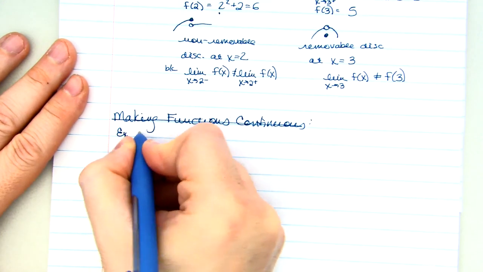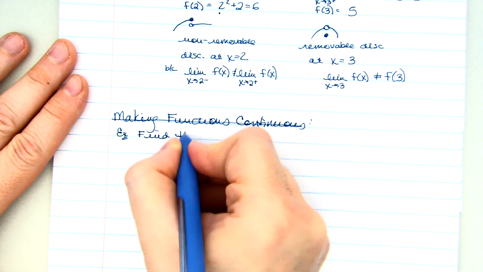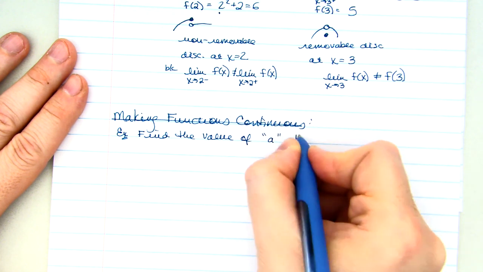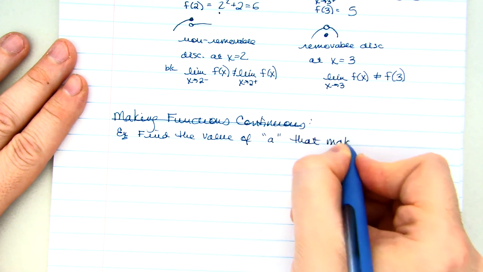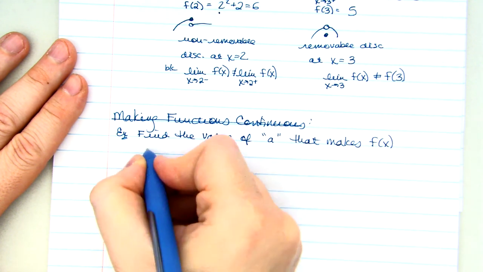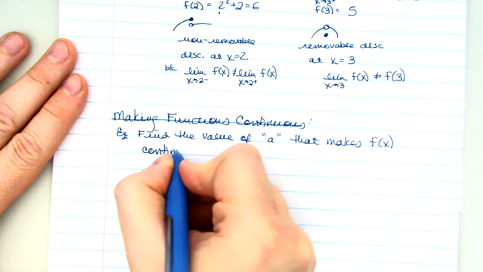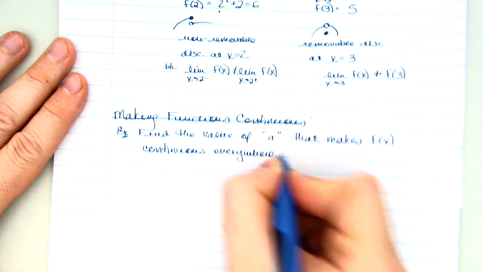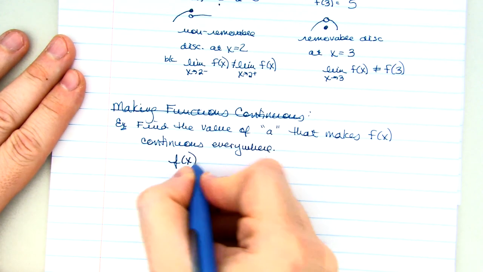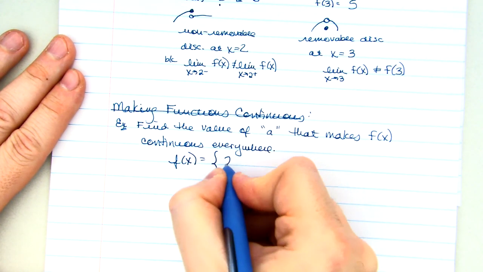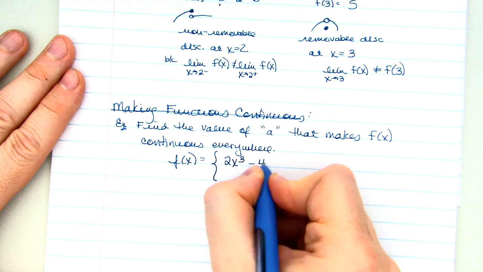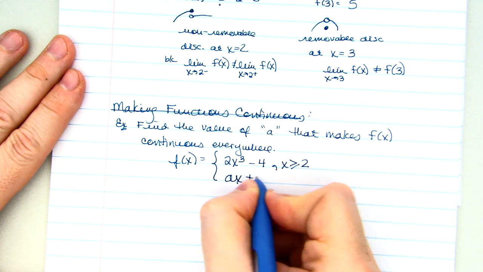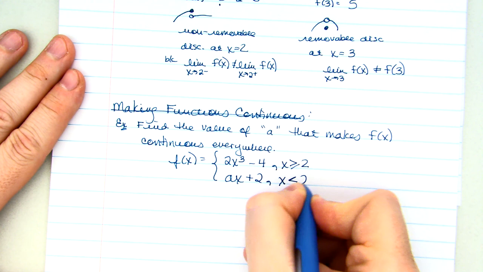For example, find the value of a that makes f of x continuous everywhere. And my function f of x is going to equal 2x cubed minus 4 when x is greater than or equal to 2, ax plus 2 when x is less than 2.